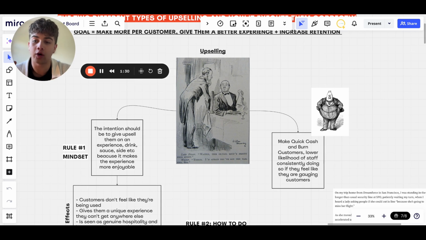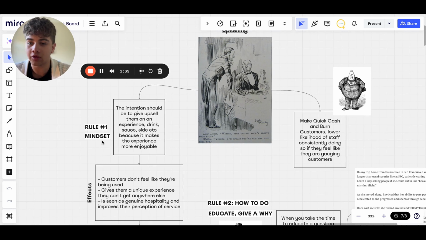But if you look at it from a more long-term perspective, a more holistic approach, the way in which you could be doing it is using rule one here, which is the first rule I want to introduce in regards to upselling and how you should be approaching it, which is the mindset. And I think this is the most important because it sets the framework for not only you as a business owner approaching it in your business and how you structure things, but also how your staff actually executes on it. So the intention should be to upsell customers by giving them a better experience, right? Whether that's a drink, sauce, side, whatever, and it should be because it makes the experience more enjoyable, right?